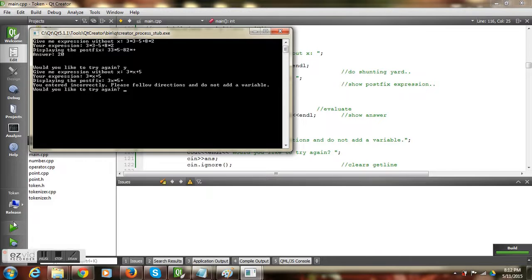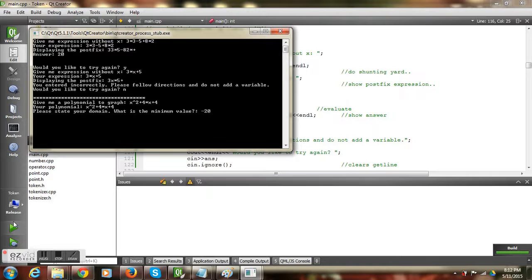So let's just try another equation. This is 3 times x plus 5. This is one of my error checks. What happens is I said it without a variable, and when it gets pushed into the stack, it sees, hey, this is a variable. Alright, I'm going to throw it, and it's going to give me this error.